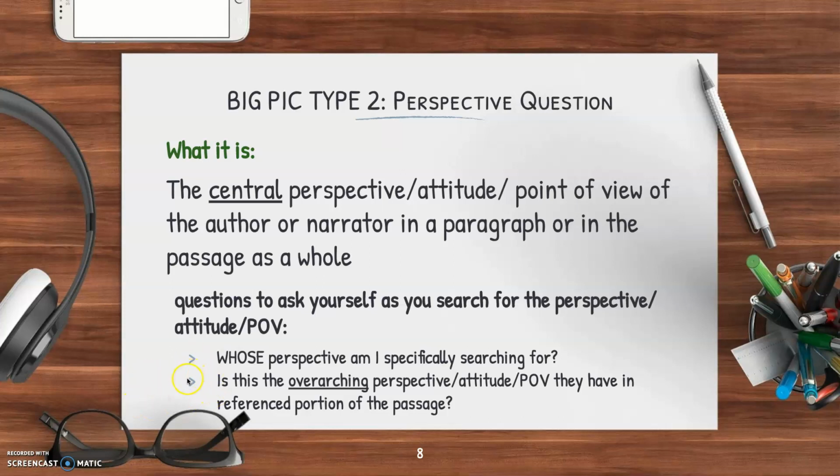The second question that we can ask to make sure we're on the right track is whether the thing we've identified is the overarching perspective, attitude, or point of view that the narrator or author has in the referenced portion of the passage. Maybe they change their mind at some point. Maybe they represent different perspectives. So we've got to make sure that we're really focusing on this central big picture here.